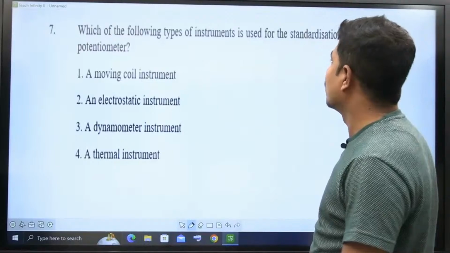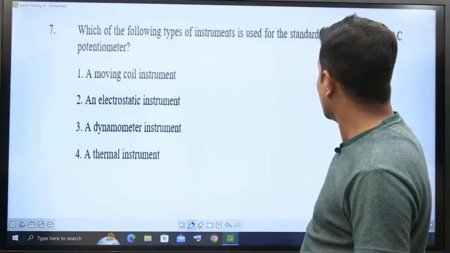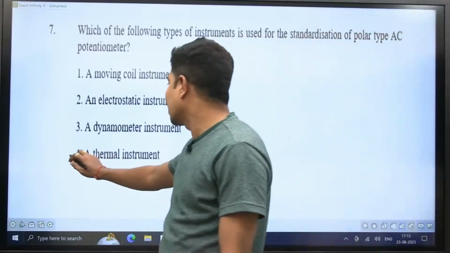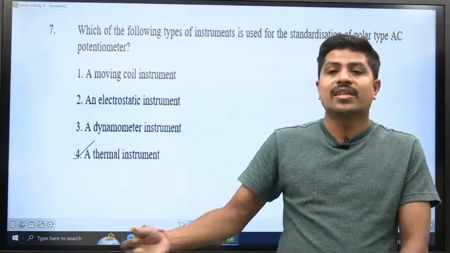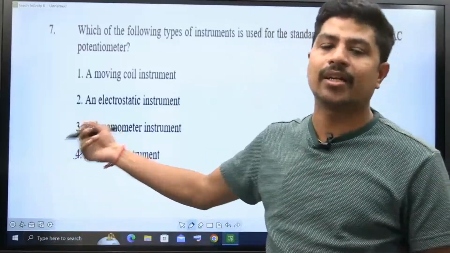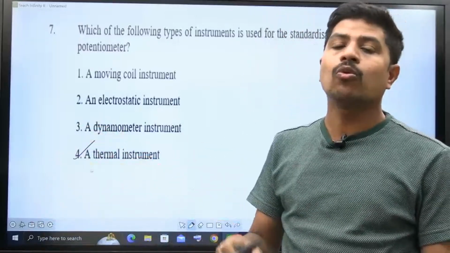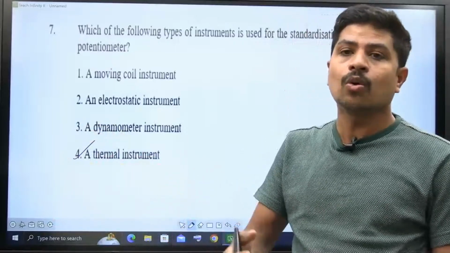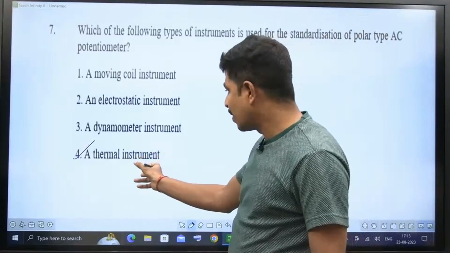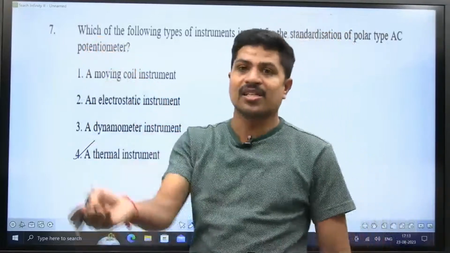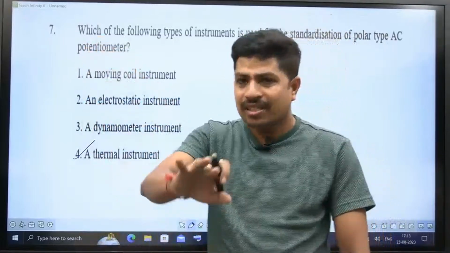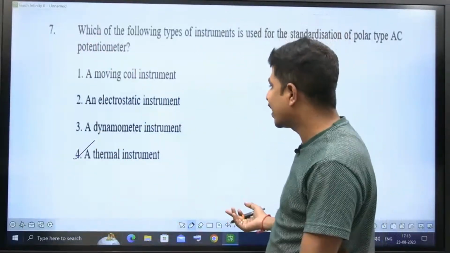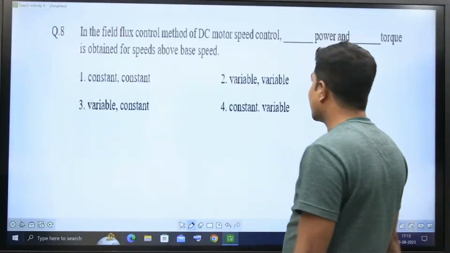Let's go to the next question. Which of the following types of instrument is used for the standardization of polar type AC potentiometer? It is a thermal instrument. There is no discussion or explanation here, it is a direct question. That's why I'm saying you have to go through all the topics of the given HPCL syllabus. You need not go in depth. Sir, what is a thermal instrument? How does a thermal instrument measure? Construction is not required, but what a thermal instrument is and how it works are required. This is directly option 4.